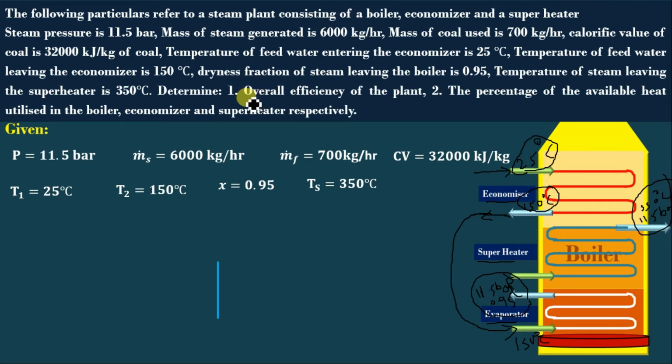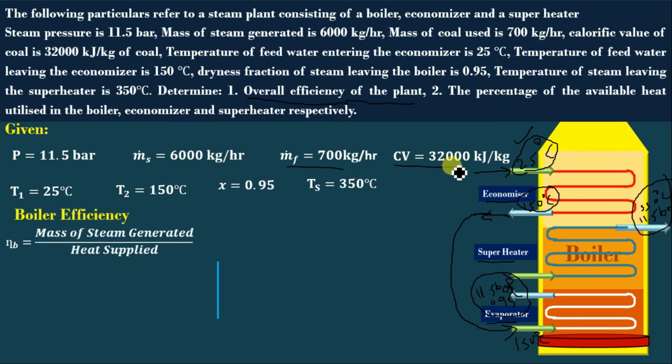First we will find the overall efficiency of the plant, that is output divided by input. For this we can find the efficiency of the boiler. The amount of heat supplied to the boiler is mf into Cv. So the formula is the amount of steam generated divided by heat supplied. What is steam generated? Mass of steam generated, that is 6000 kg per hour, times the enthalpy of outlet minus the enthalpy of inlet.